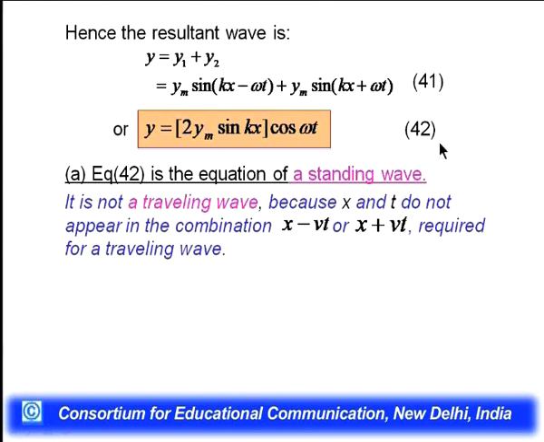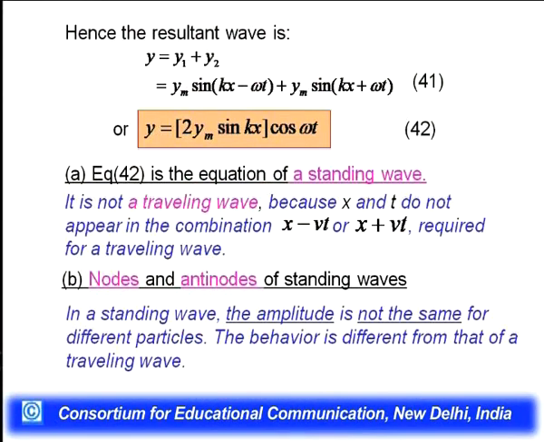It is not a travelling wave because x and t do not appear in the combination x minus Vt or x plus Vt, which is required for the travelling of a wave. So this wave is known as the standing wave, and standing waves have nodes and antinodes. In a standing wave, amplitude is not the same for different particles. The wave here is different from that of a travelling wave. Then we define nodes and antinodes. How do we define the node?